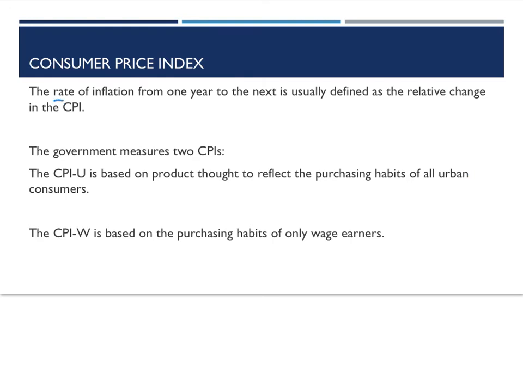The rate of inflation from one year to the next is defined as the relative change in the Consumer Price Index. And the government actually computes two different CPIs. The CPI-U is thought to reflect the purchasing habits of urban consumers. Urban is defined as towns with a certain minimum population.